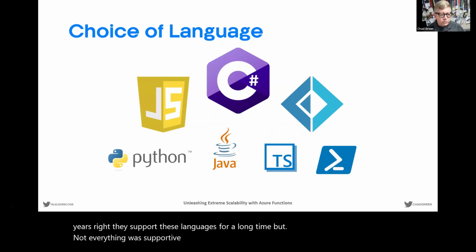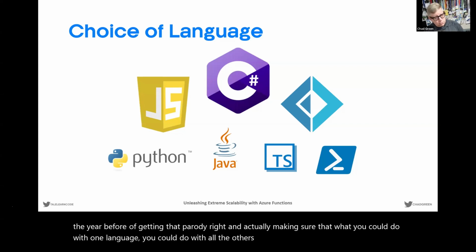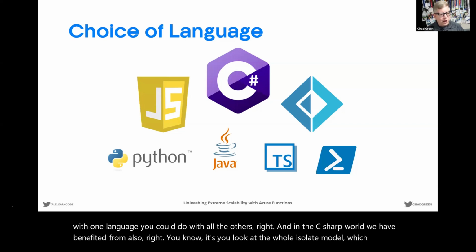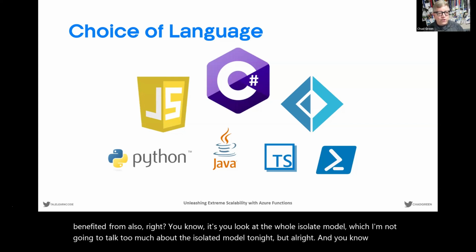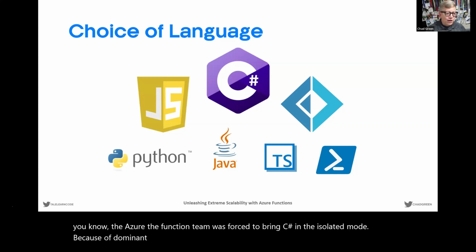Well, actually, that was one of the big goals of last year, the year before, of getting that parity, right? And actually making sure that what you could do with one language, you could do with all the others. And in the C# world, we have benefited from that also. If you look at the whole isolated model, which I'm not going to talk too much about tonight, the function team was forced to bring C# in the isolated mode because of .NET 5, and I'm so glad they did because it is definitely a much better model.